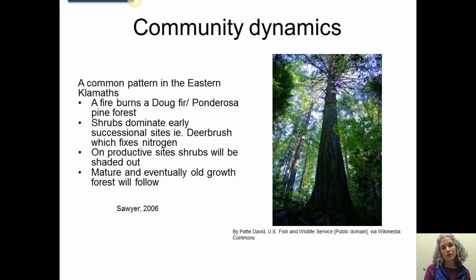Your book talked about pioneer species. These first ones that make it to a disturbed site, and they are often involved with modifying the site in order to make it more conducive to the growth of other plants. So now that we've got nutrient-rich soils on this site, these shrubs are going to get shaded out by trees, and then eventually we'll get into the mature or even old growth forests.